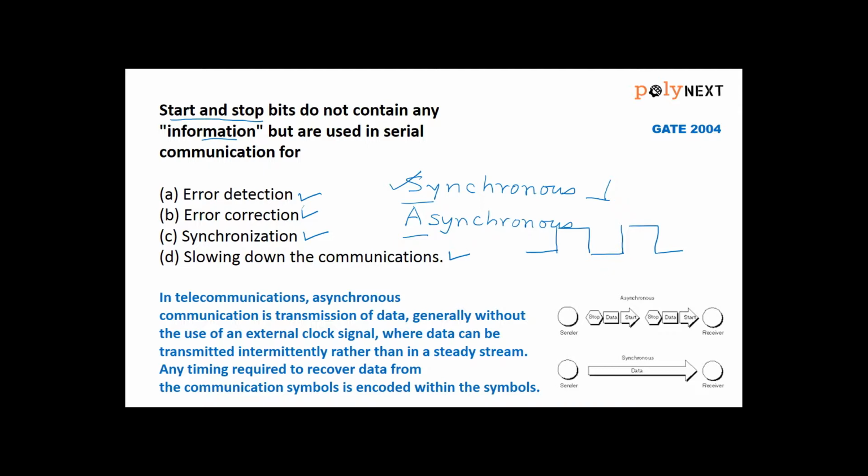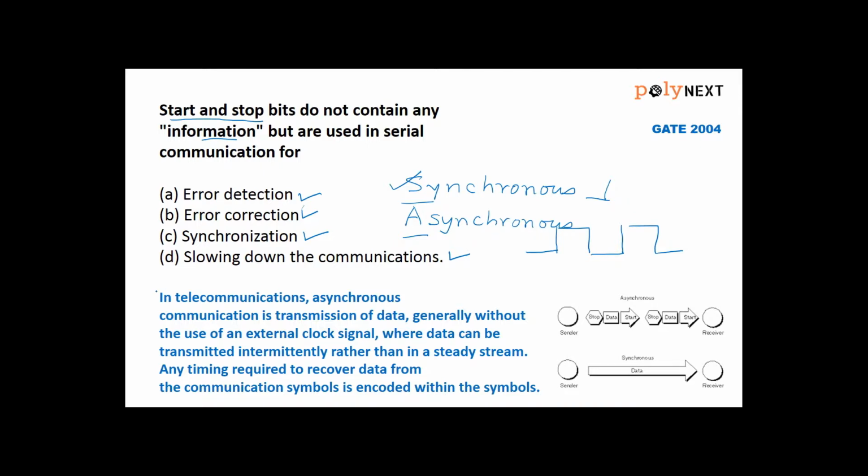If the bit transmission takes place with respect to the clock pulse, that means synchronized with the clock pulse, either at the positive edge or the negative edge, the bits are being transferred. That is known as synchronous communication. In case of asynchronous communication, no such clock pulse is required. The transmission of data can take place at any instant of time.